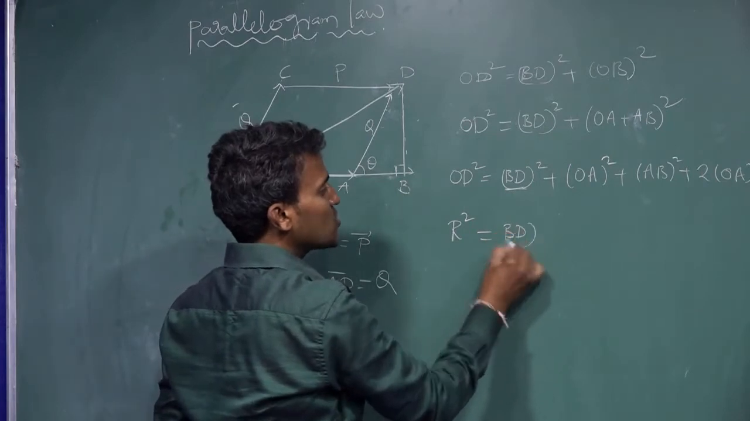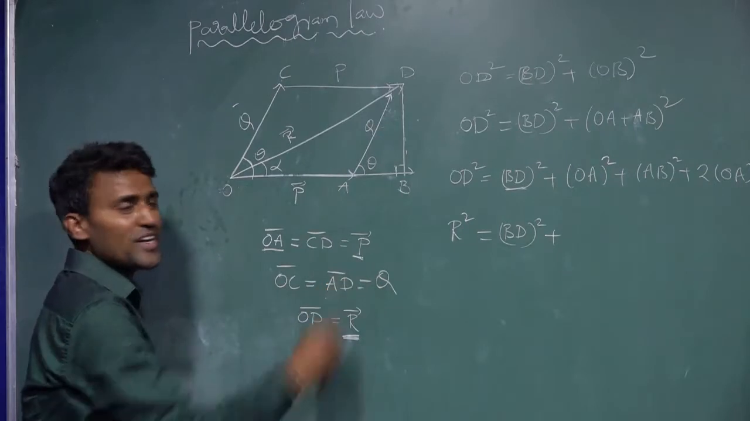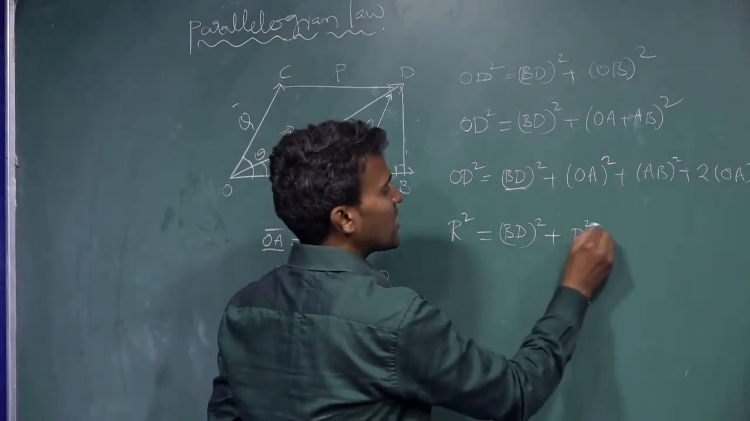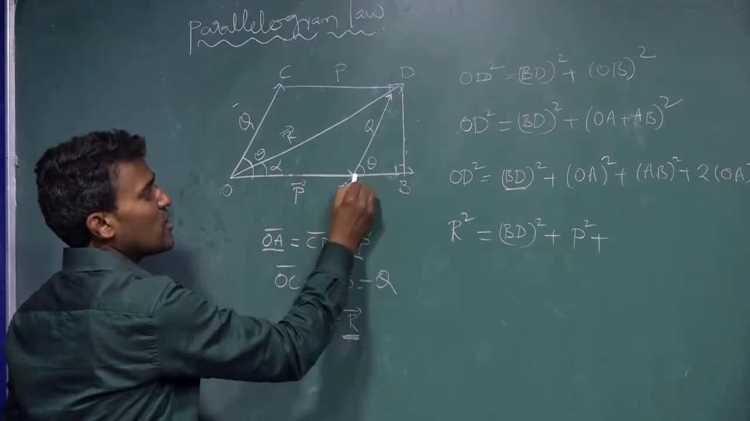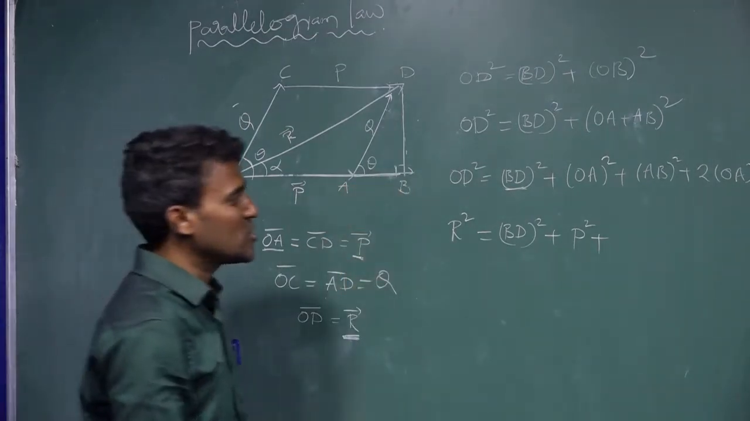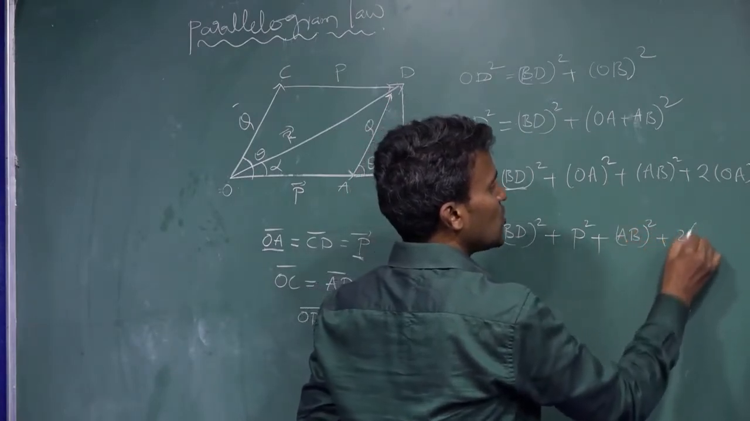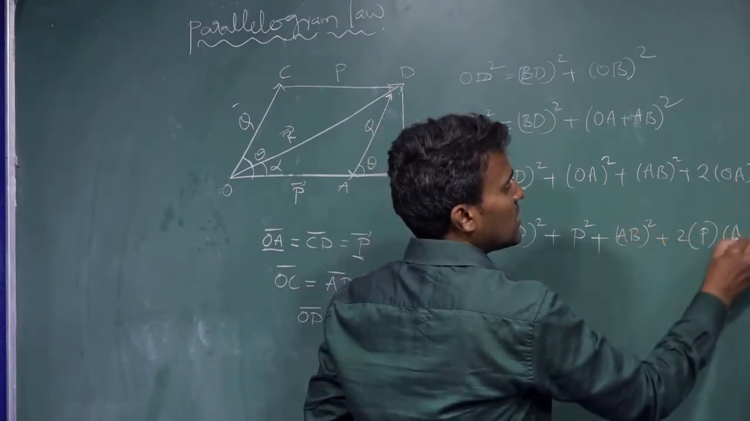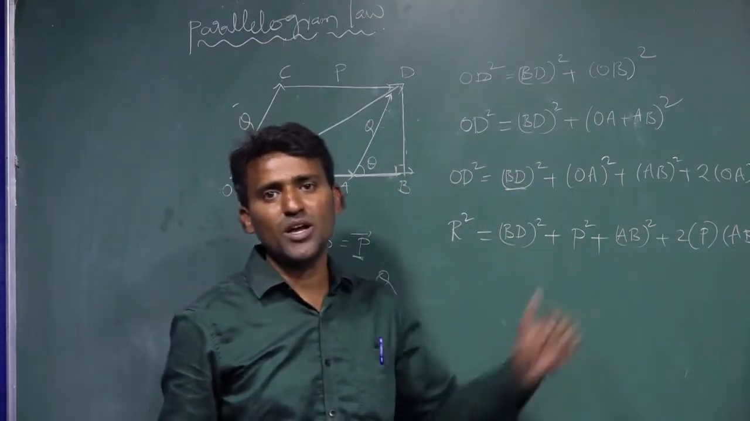So BD whole square plus OA squared. What is OA? OA is equal to P vector plus AB. What is AB here? This AB is also unknown. We don't know that one. So R square is equal to BD square plus AB square plus 2 OA into AB. Now we have to calculate the BD value and AB value.